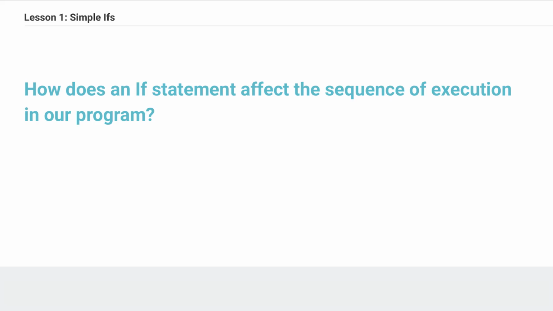Okay, folks, today I am here with a quick tip about the sequence of execution and how an if statement can help us control that sequence. So when we talk about the sequence of a program, we're talking about what order the different lines of code are going to be run in, right? Or what order they're going to be executed.